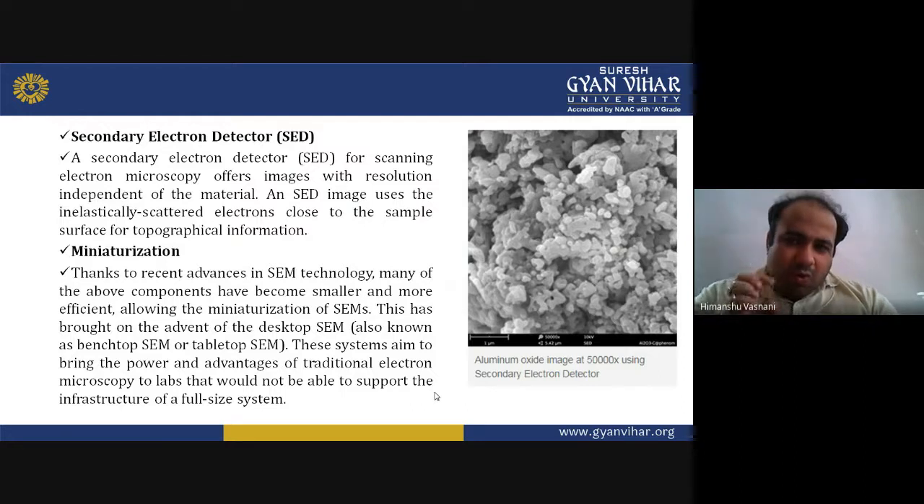You can see how, in a zoom with 50,000x, the images of aluminum oxide can be shown to you. But now they are using a secondary electron detector, SED.